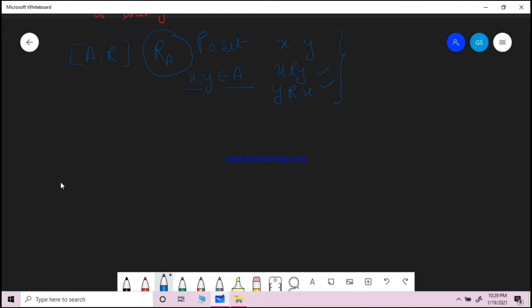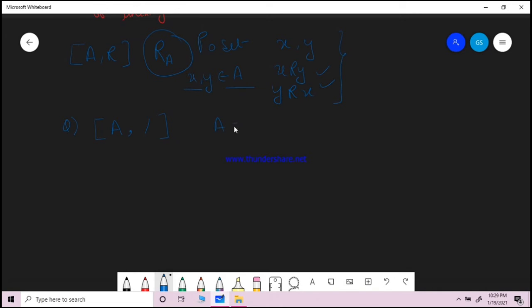So this was the simplest example. Now let's consider a question and draw a diagram just to see if it's a poset. We have already proven this poset, meaning the divide operation. We have already proven it is a poset.